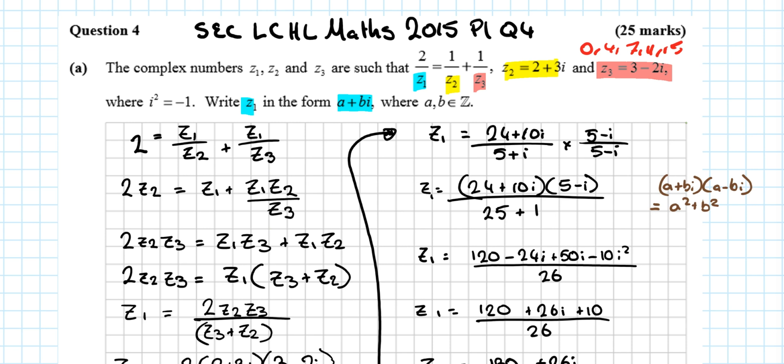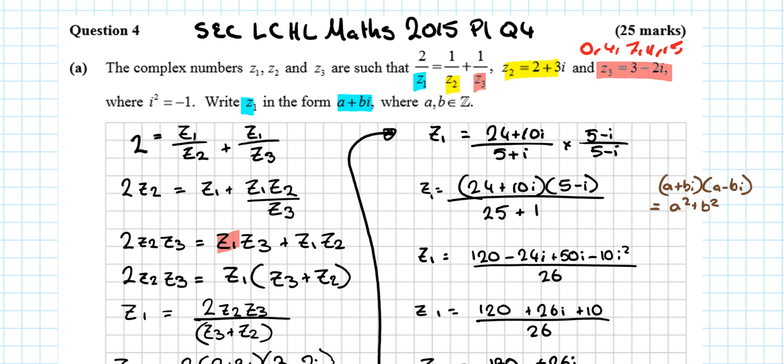Then we want to get rid of the z3 on the bottom line, so we're multiplying everything by z3, which gives us 2z2 z3 plus z1 z3 plus z1 z2. Because again, we're multiplying by z3 to get rid of the fraction, so you'd just be left with the top line. Eyes on the prize now. What do you want to get on its own? You want to get z1 on its own.